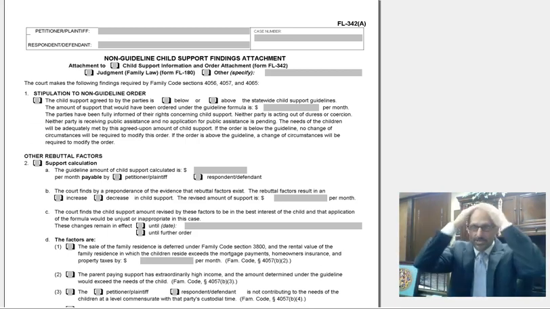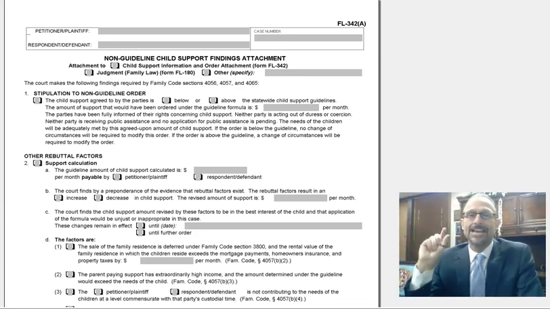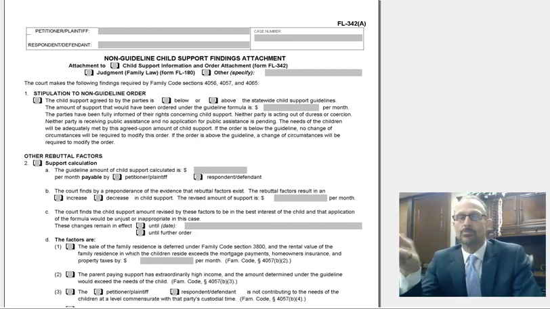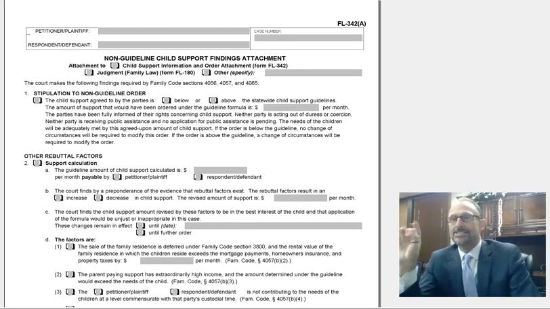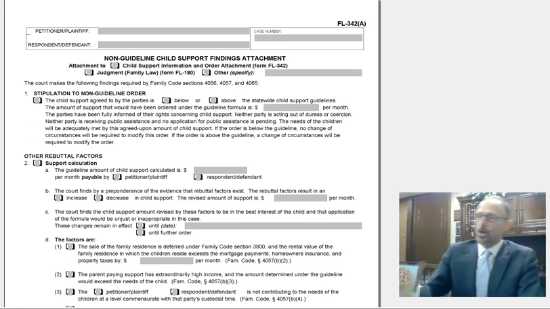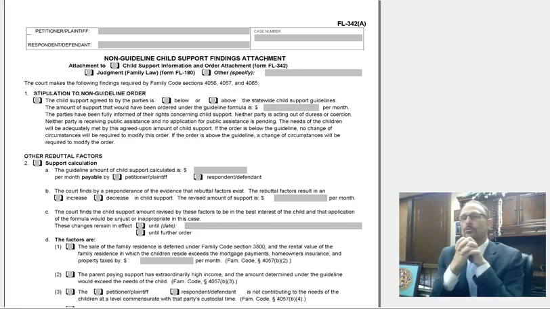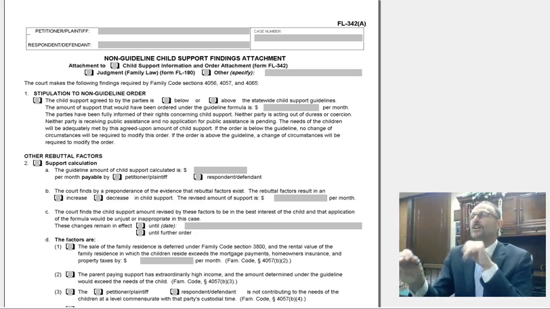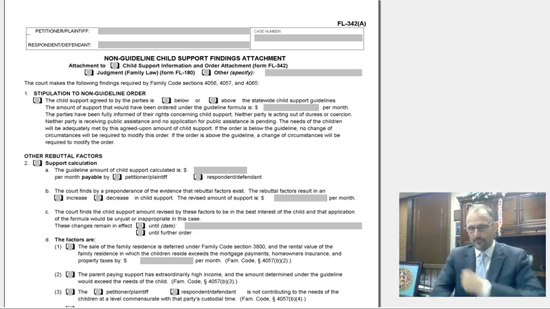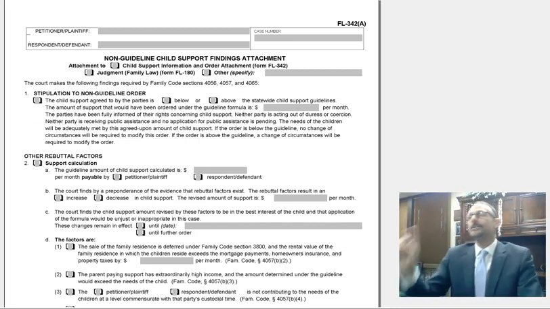All right, so this particular video is on the form, the FL 342A. It is a non-guideline child support order findings attachment. So this is the form that you're going to need, and you're going to need to attach it to your order or your judgment if you're agreeing to or if the court orders a non-guideline child support amount.